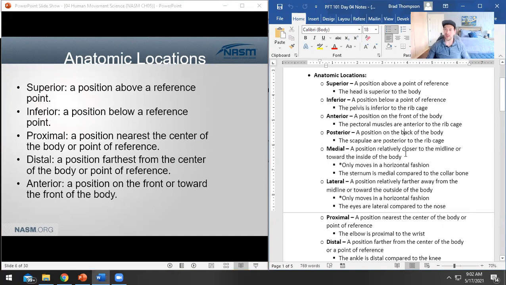Again, if we're talking about the anatomic position, that's arms resting at your sides, your biceps are anterior and your triceps are posterior.